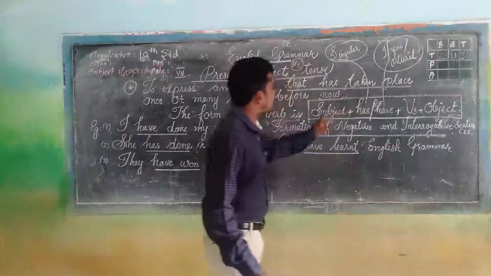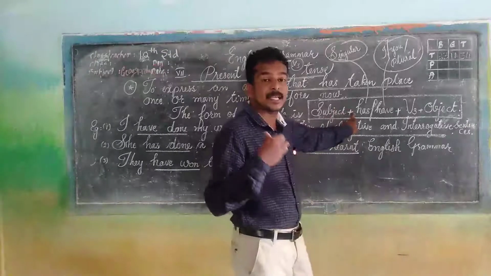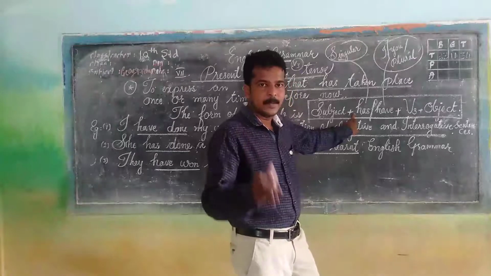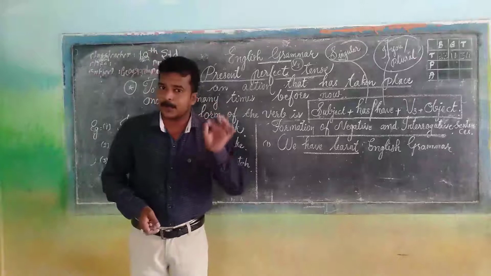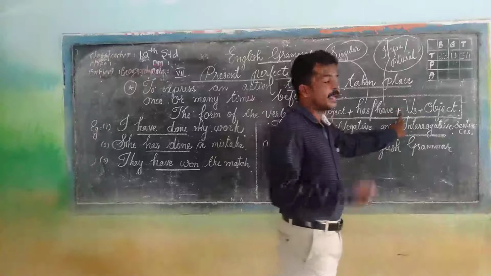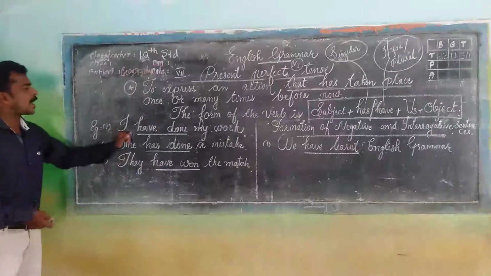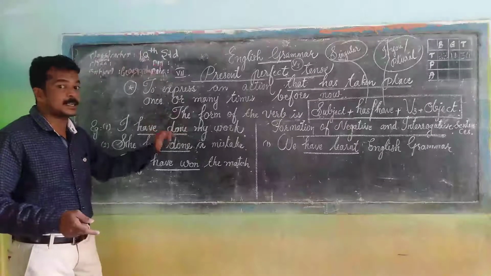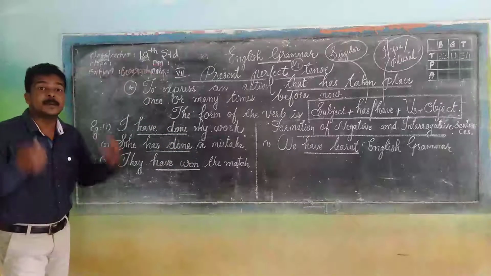If the subject is singular, for singular subjects we use has as a helping verb followed by the V3 form in present perfect tense. Whereas if the subject is I or you or plural, we must use have as a helping verb followed by the V3 form. A few examples I mentioned here. See, I have done my work, and the action has completed before now. Not now, before now.